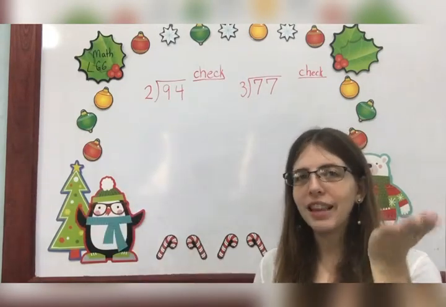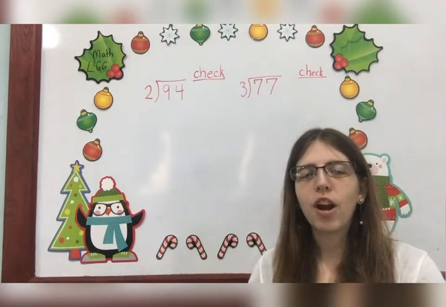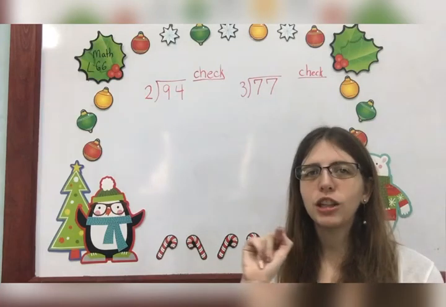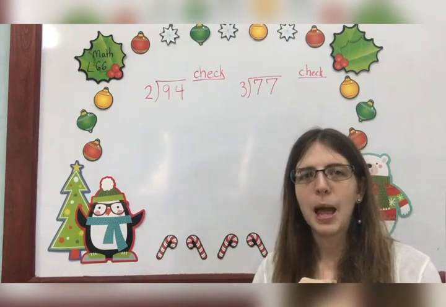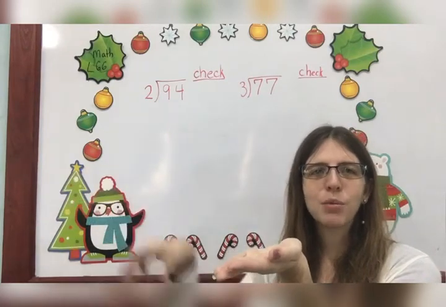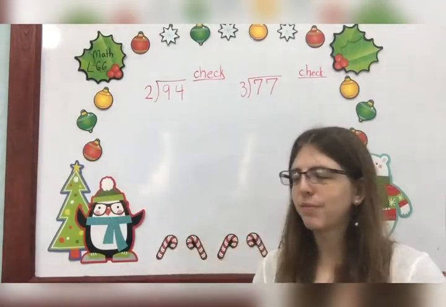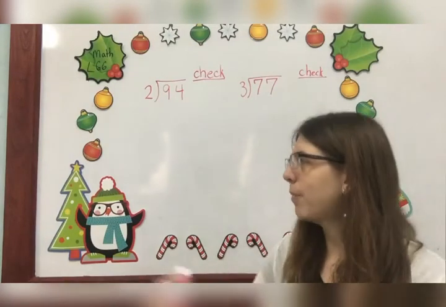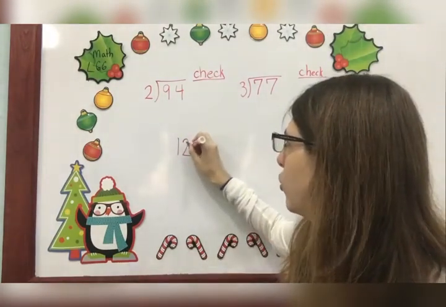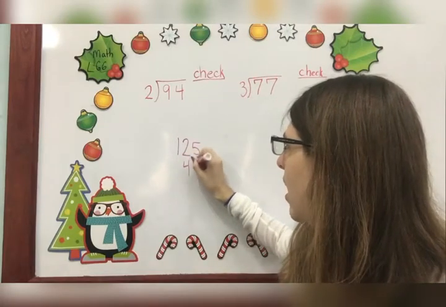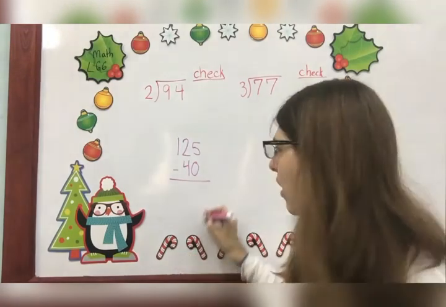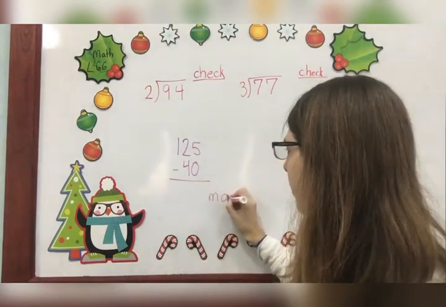How many are left? Well, when our problem says left, how many are left? That's a clue that we're going to subtract because we're taking away from our 125 and we're seeing how much are left. So to solve this problem, I have to subtract from my 125 marbles. I'm taking away 40. How many marbles are left?